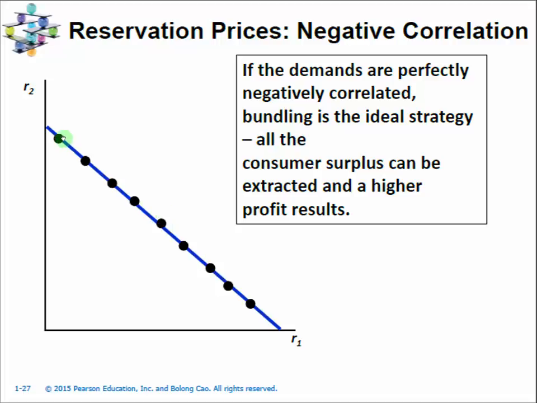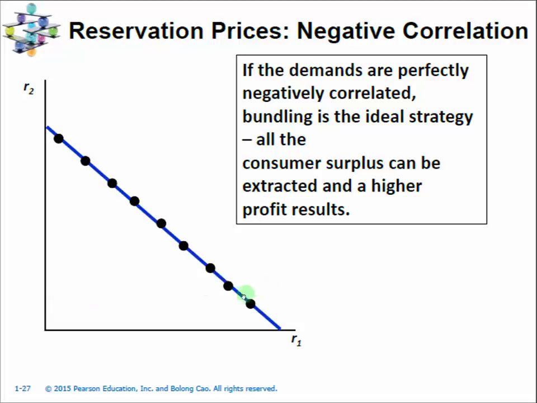Let's consider a consumer here with a very high reservation price on good 2, but a very low reservation price on good 1. Because we want this consumer to buy good 1 as well, we priced good 1 at a very low level. The result is that other consumers with much higher reservation prices on good 1 are only paying an extremely low price on good 1.